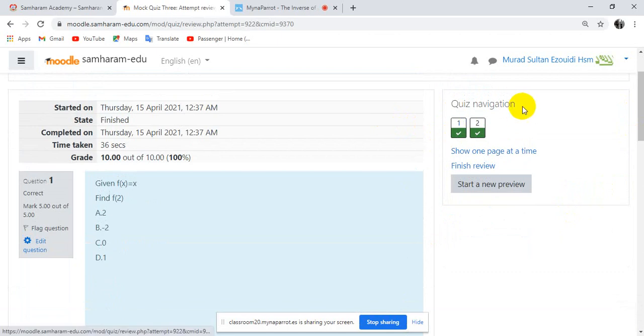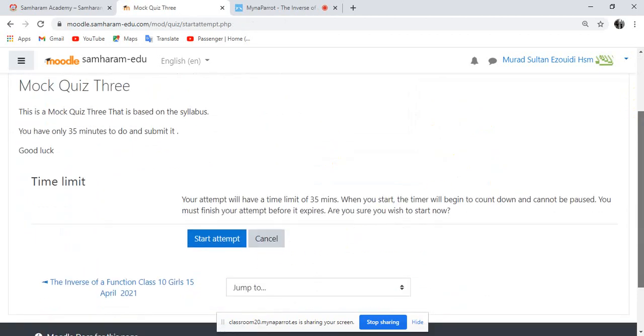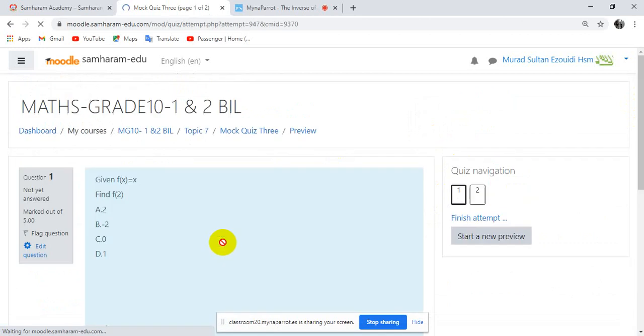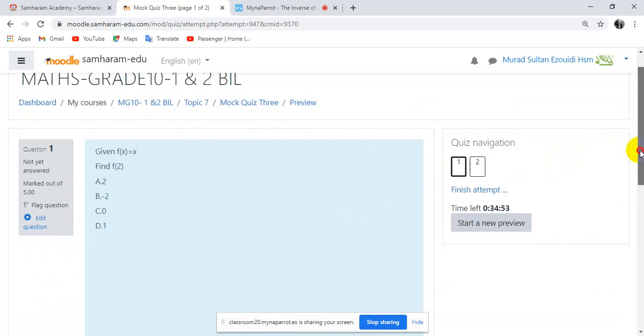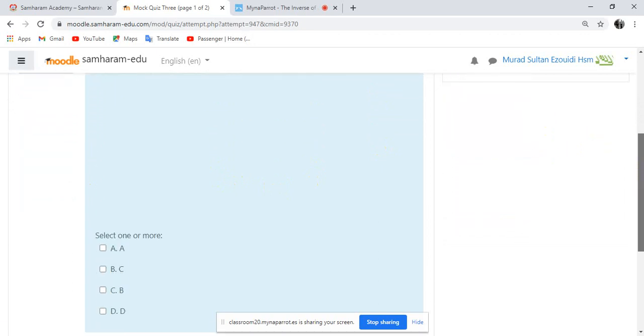You see, this one means khlas. Clear? So I will move to the next one, start a new preview. Start attempt. Look, my daughters, I am supposed to be a student. I will start question number one. I am on the first page. I'll go down like that. For example, I will select any answer. For example, I will select this one. Okay? It's wrong. Okay. No problem.